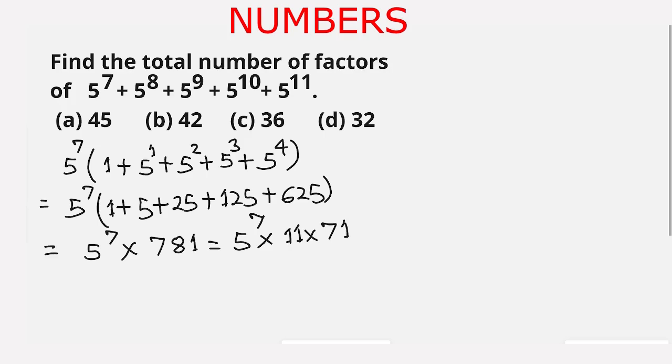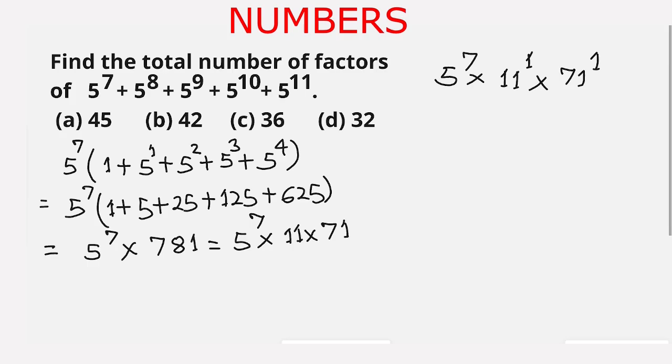If we observe this number 781, then this number is divisible by 11, and on dividing 781 we get 71, and 11 and 71 both are prime numbers, so this cannot be further factorized. Now we can write it as 5 to the power 7 multiplied by 11 to the power 1 multiplied by 71 to the power 1.